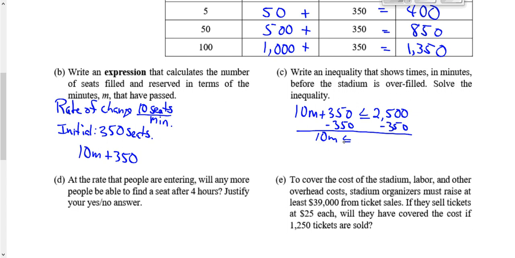2,150. Probably not. And divided by... Come on, it's just... Yeah. Now divide by 10. You don't even need a calculator for this part, do you? No, it's 215. So M, the number of minutes, is less than or equal to 215 minutes.